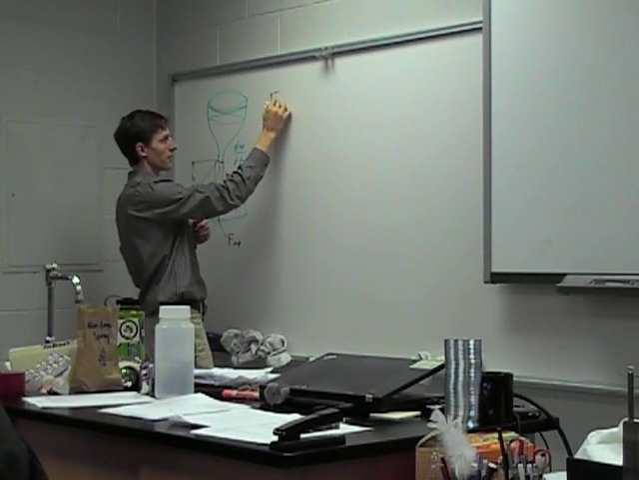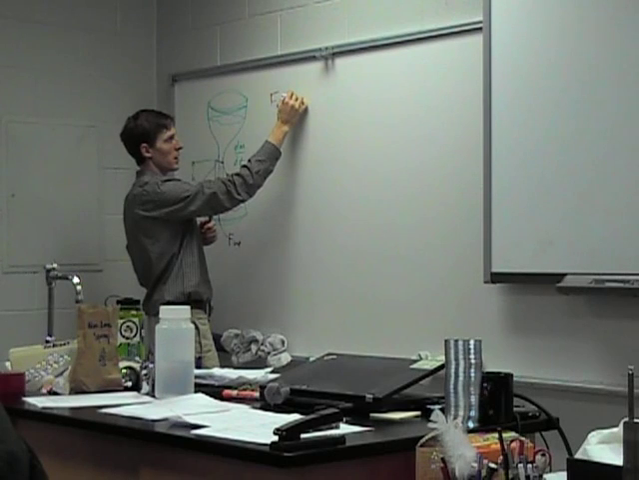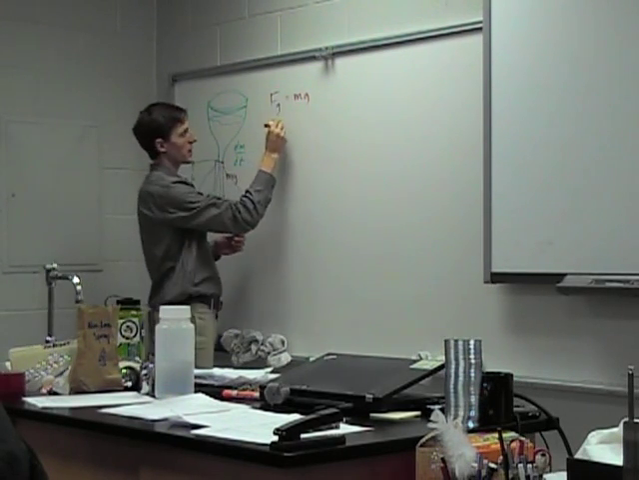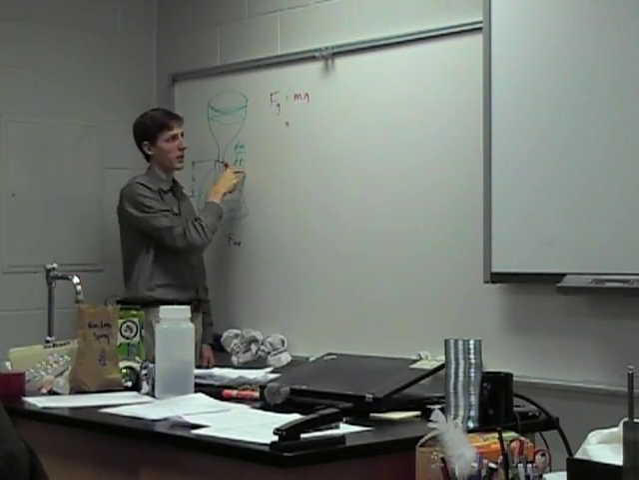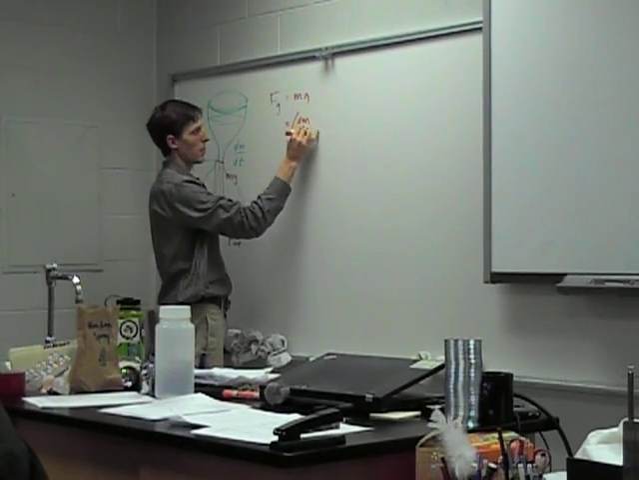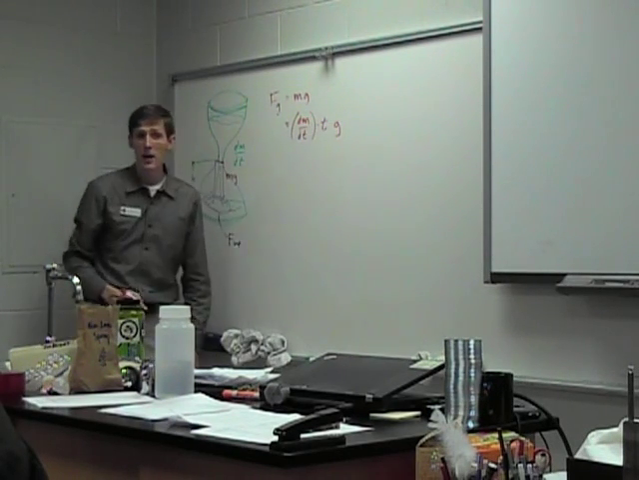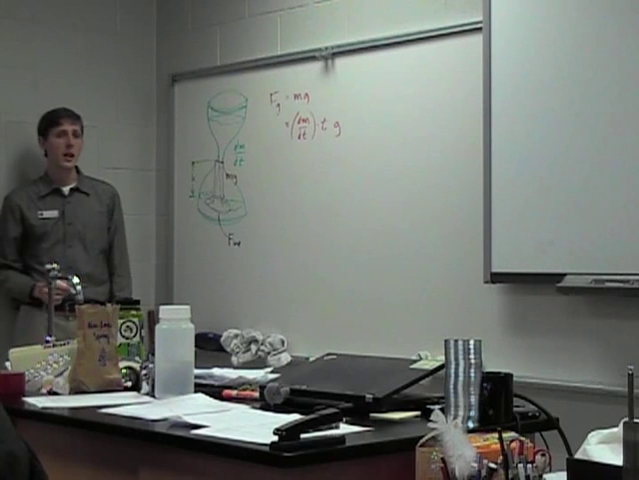Weight of the sand is going to be mass times gravity. I need to find the mass of the sand. So I'm going to take one of my givens, my mass flow rate, and multiply it by what to get the mass? The amount of time that it is in the air.